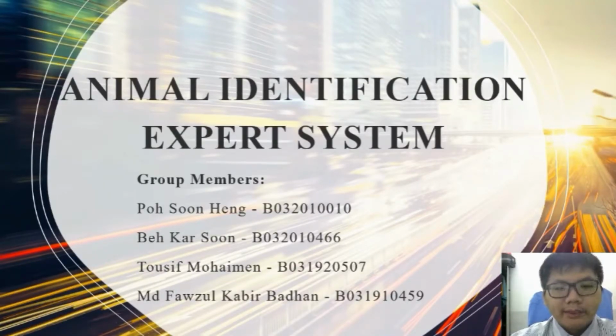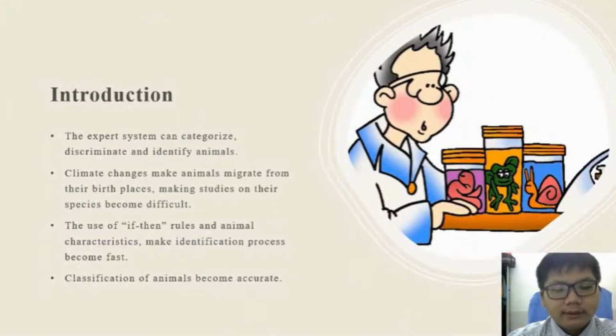Today I'm going to present our expert system, which is the animal identification expert system. This expert system was done by 4 group members: Heng, Beh Kar Soon, Tousif and Fawzul Badhan. First, this is the introduction to our expert system. This expert system can categorize, discriminate, and identify animals.